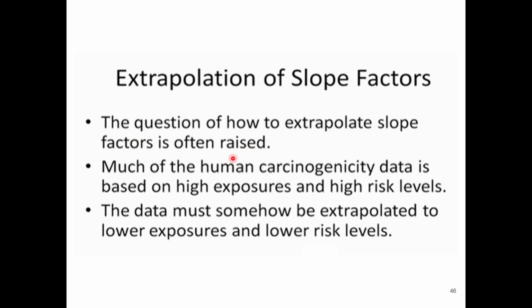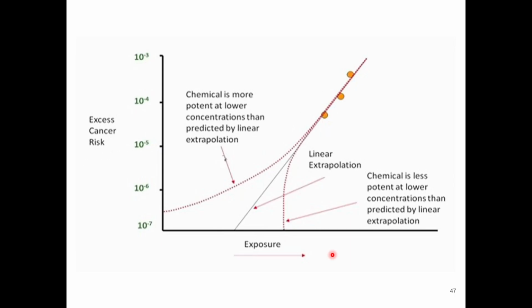So that is some of the interim understanding which is required for finding that. And much of the human carcinogenicity data is based on high exposures and high risk levels, and the data must somehow be extrapolated to lower exposures and lower risk levels. Based mainly on the data which is available for human carcinogenicity, it is obviously for high exposure and high risk level, which is what people are more serious about. But it must also be extrapolated to lower exposure and lower risk level. So there also we need to apply some uncertainty factor probably.